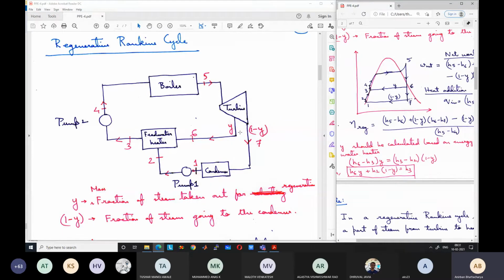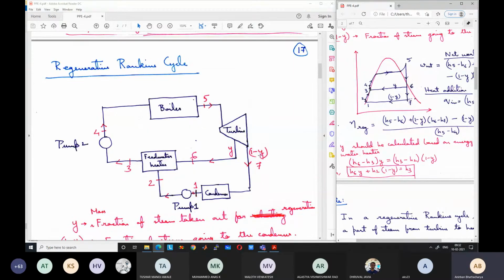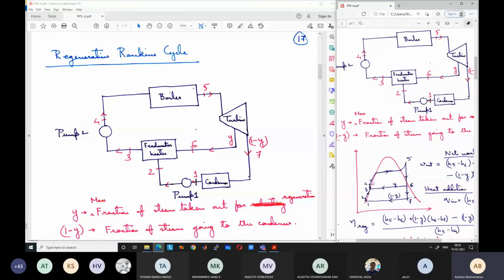Can somebody say why the value of Y is very small, or how the Y value will be determined based on the cycle? You can see the cycle here also, and the component diagram here. So how will the value of Y be determined? So this is the component diagram, this is the cycle. And why is the value of Y very small?